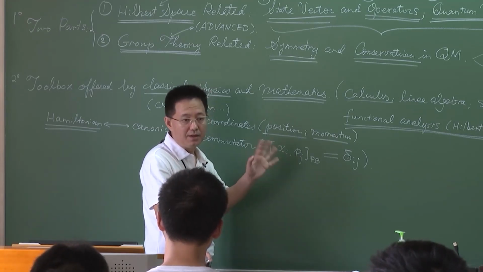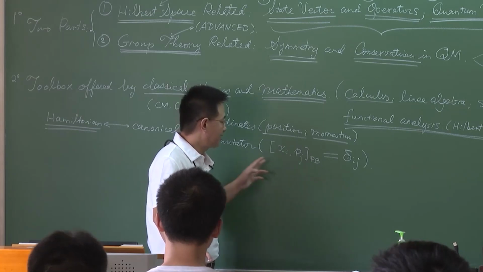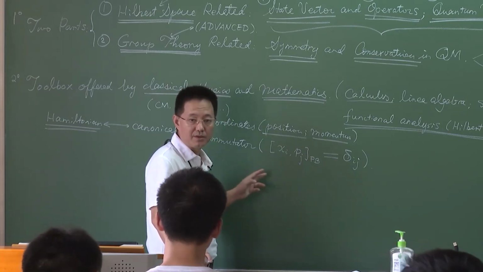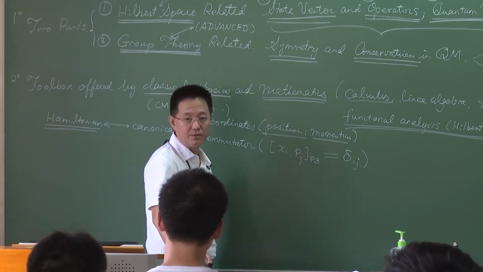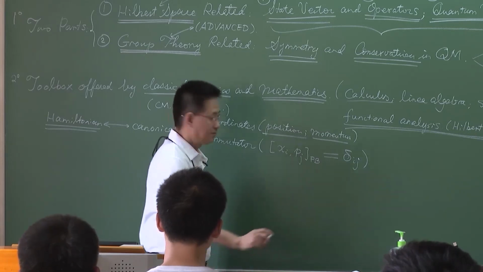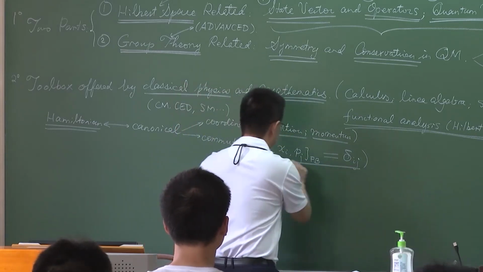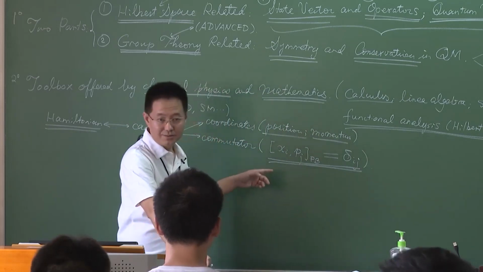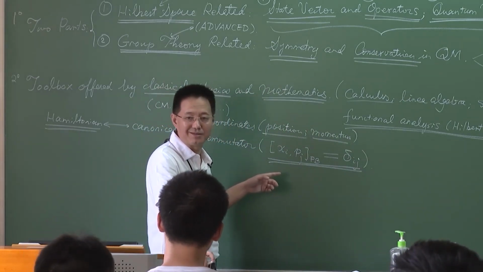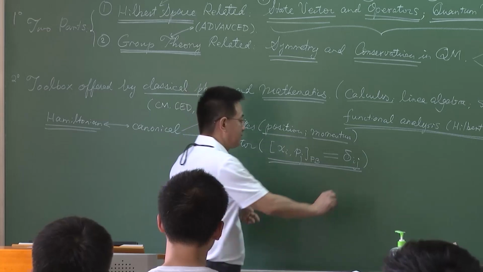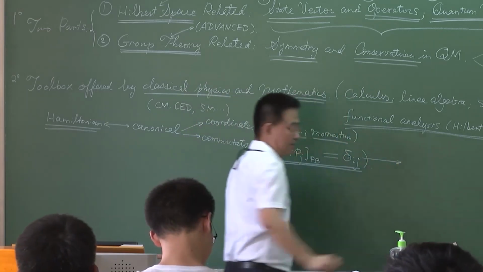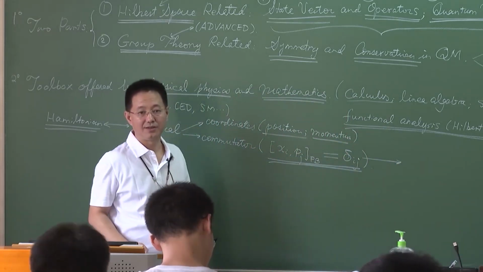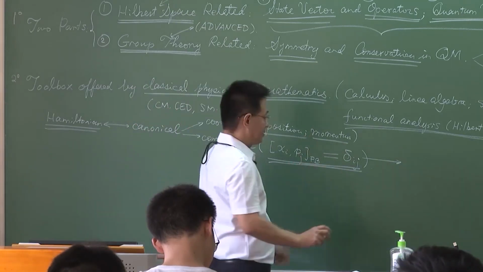We have emphasized the classical canonical commutator in several of our lectures, right? Remember? That's very important. So this relation comes from classical mechanics, and from this, we can generalize to quantum mechanics.